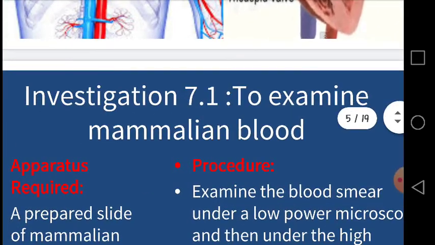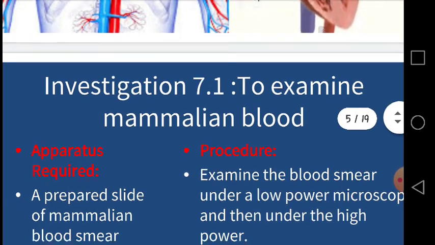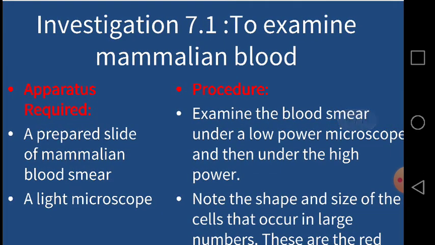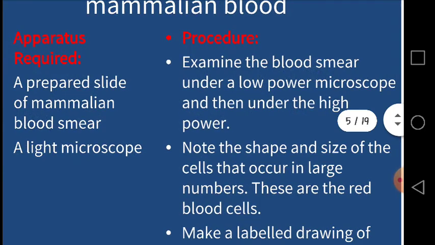Now we are going to focus on our practical work, investigation 7.1 according to your book, which is to examine the mammalian blood. The apparatus we require is a prepared slide of the mammalian blood smear and the light microscope. The procedure will be as follows. Number one, we will examine the blood smear under a low power microscope and then under high power. Note the shape and size of the cells that occur in large numbers, and these are the red blood cells. And dear students, you have to make a labelled drawing of the red blood cell.